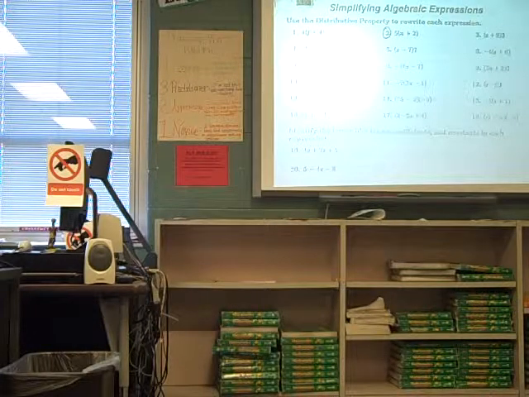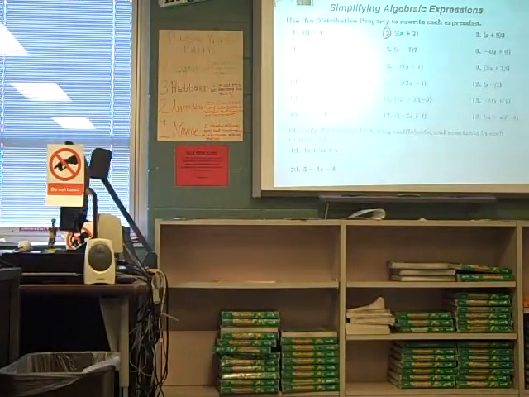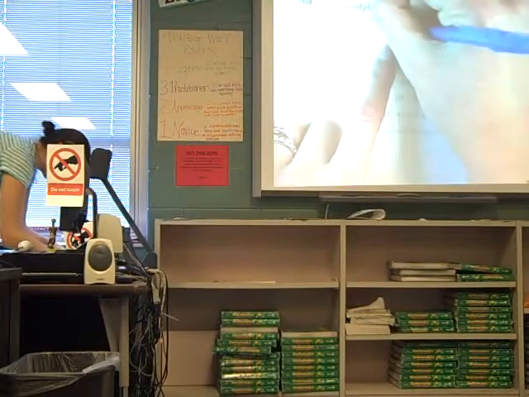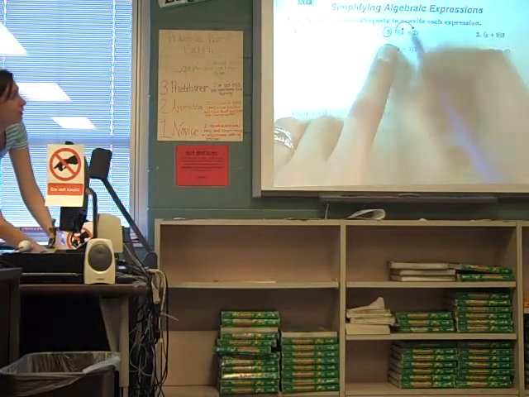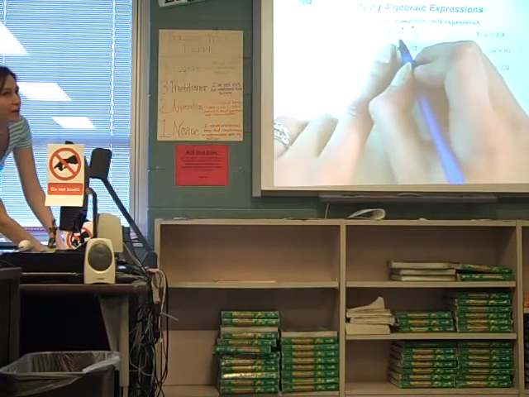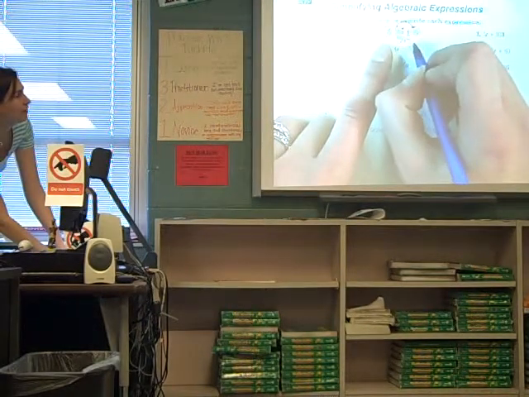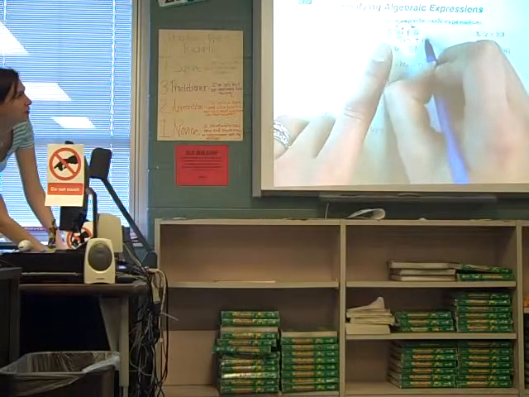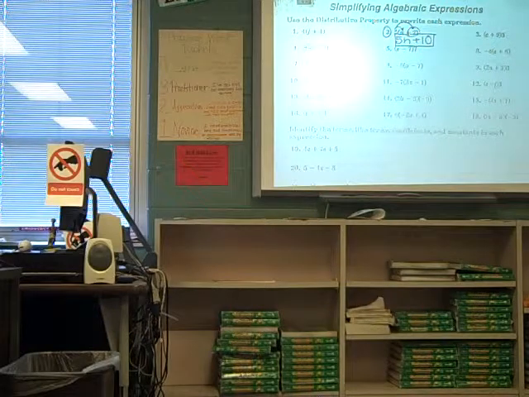All right, 30 seconds may have been a bit too long, but if I'm multiplying 5 times n and 5 times 2, 5 times n is what, everyone? 5n. 5 times 2 is? 10. Plus 10.